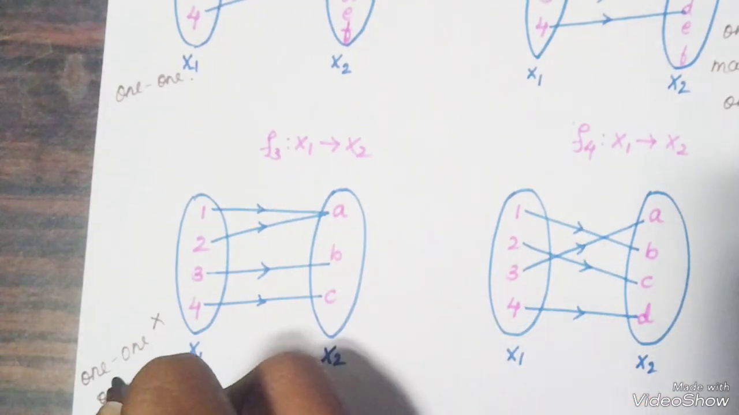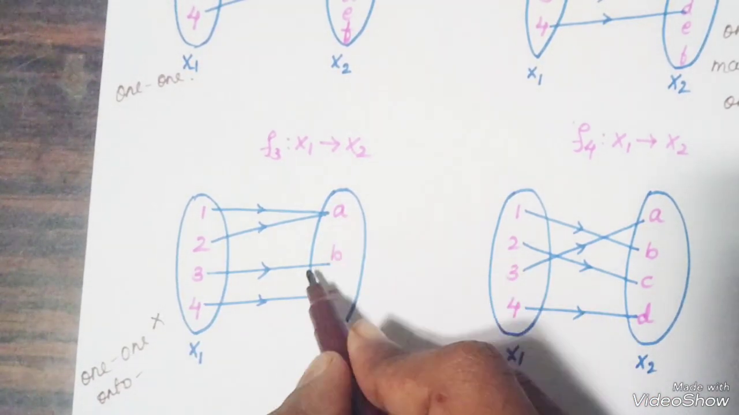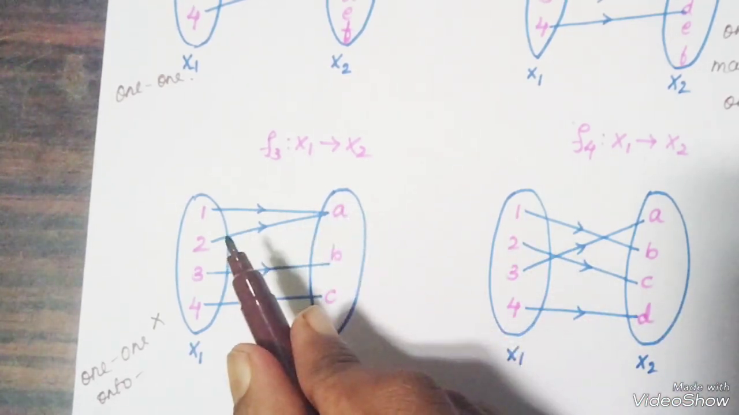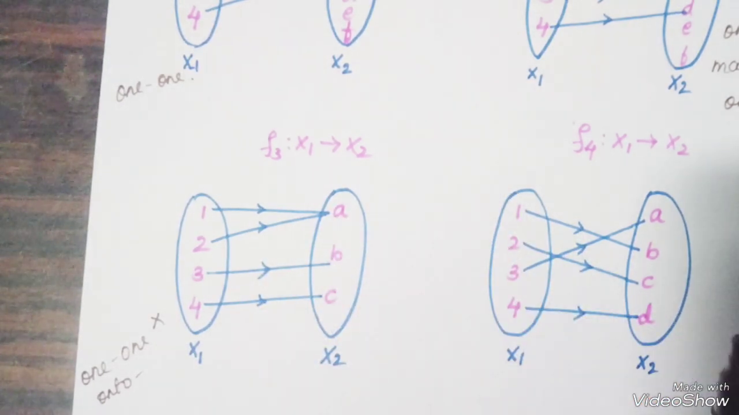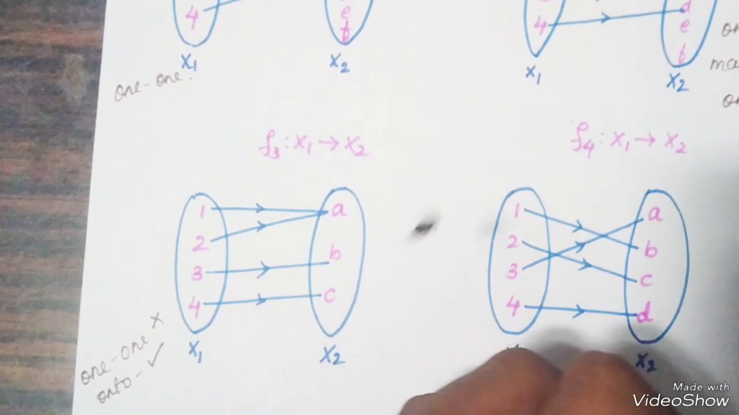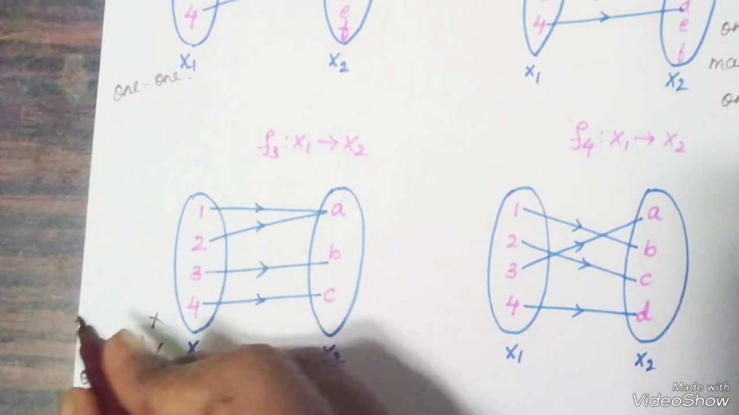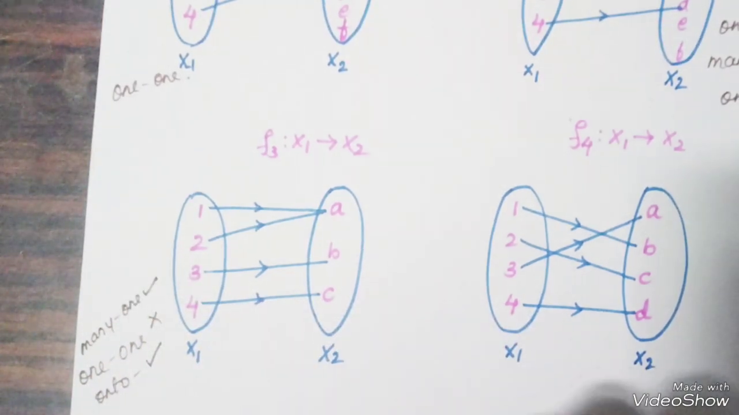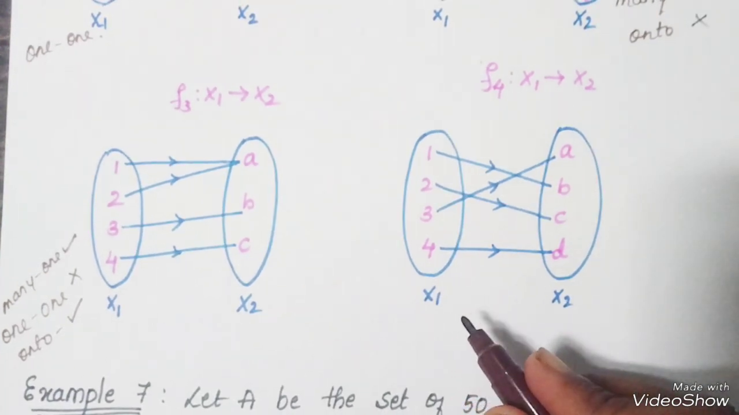Again, onto function: will it exist? Here every element has an image in X. A has an image, B has an image, and C has an image. Then onto function exists. Then many-one function also exists. Many-one function is also exist. Then, it is for function f4.